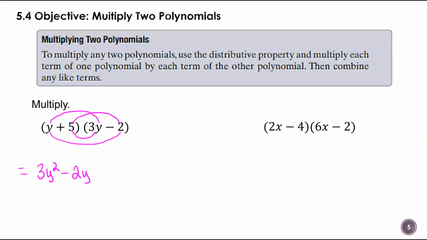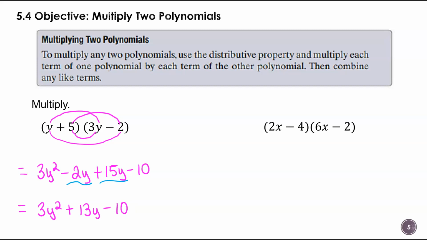So 5 times 3y would be 15y. And then 5 times negative 2 would be negative 10. Notice then my two middle terms, or the two terms in the center of this, would be like terms. So I combine those. So 3y squared plus 13y minus 10.